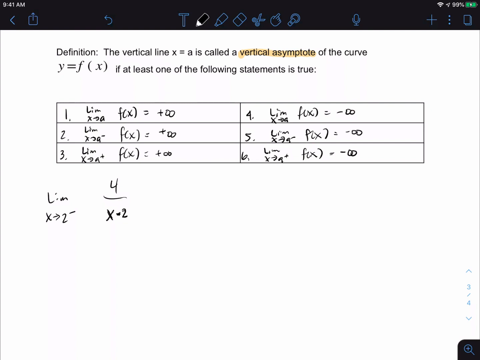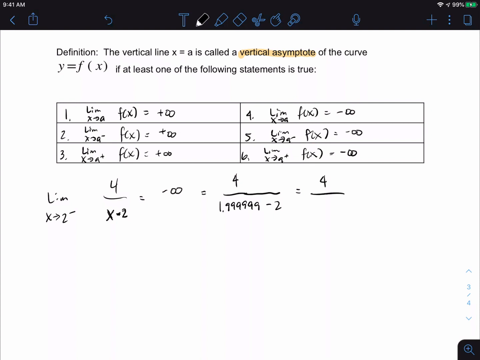So in this example, I'm going to have 4 over some number that is super, super tiny. So I know that this is going to end up being negative infinity, but I'm going to show you why it's negative infinity right now. The reason it's negative infinity is if I use a number like 4 over, and I'm getting really, really close to 2, but I'm getting close to 2 coming from the left, so I could have 1.999999 minus 2, right?